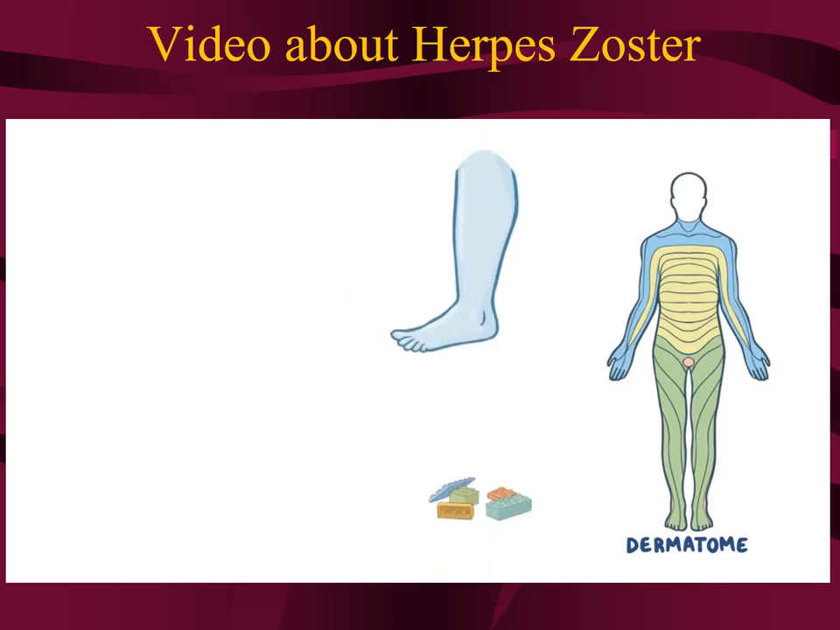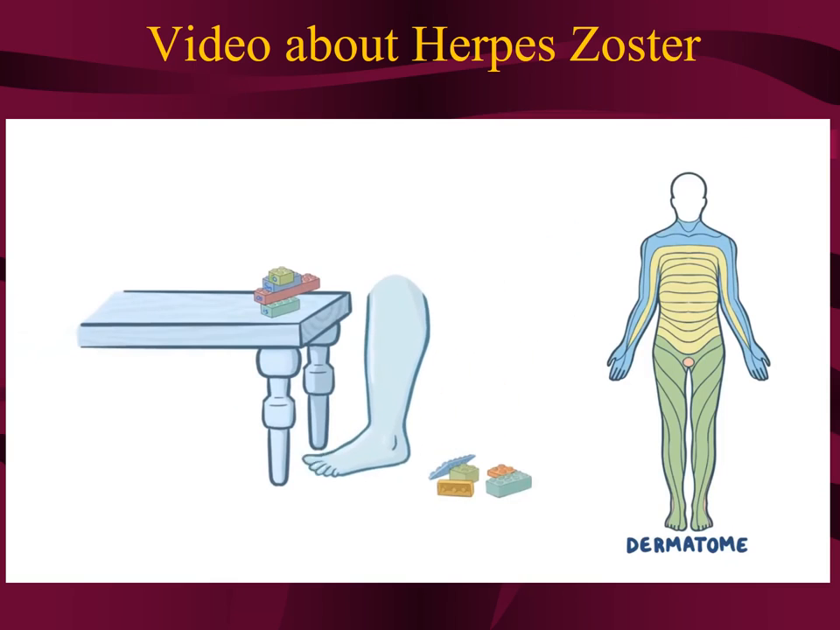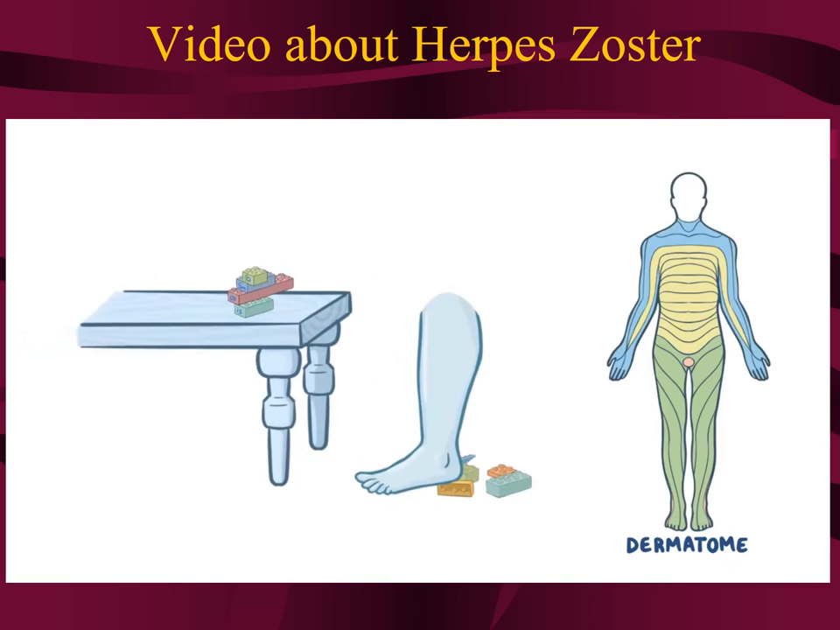For example, if you step on a Lego, the pain would be carried by the S1 nerve, but if you hit your big toe on a table leg, the pain would be carried by the L5 nerve.